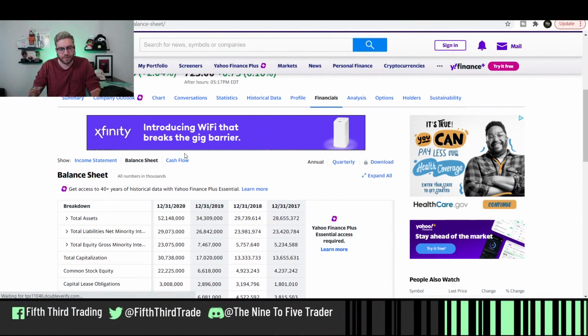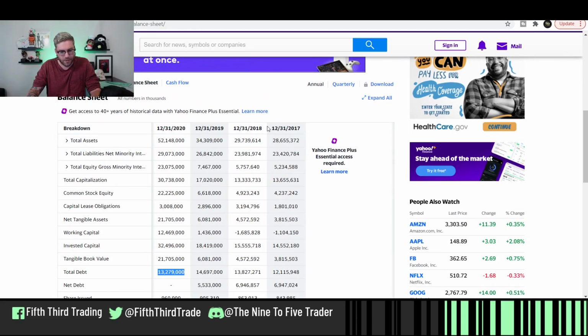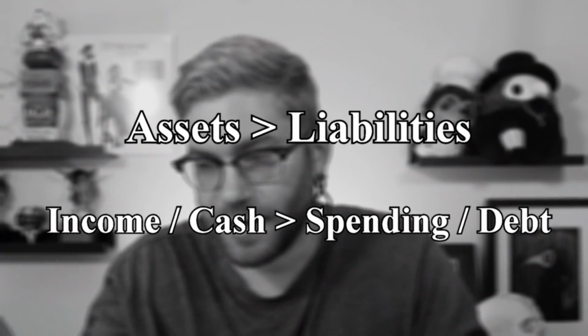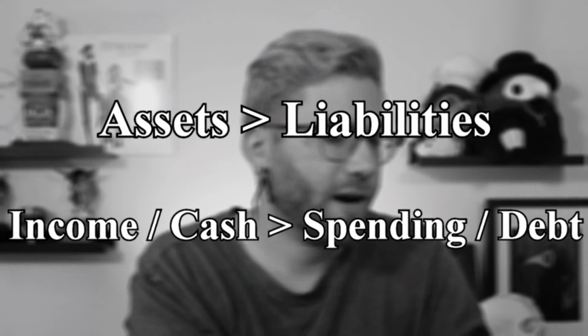First thing we're going to look at is the balance sheet. You can find almost any ticker's balance sheet on yahoo.com or any website that you like. A balance sheet is simple. The only reason I use a balance sheet is to make sure the assets are higher than liabilities and their incoming capital is higher than their debt.